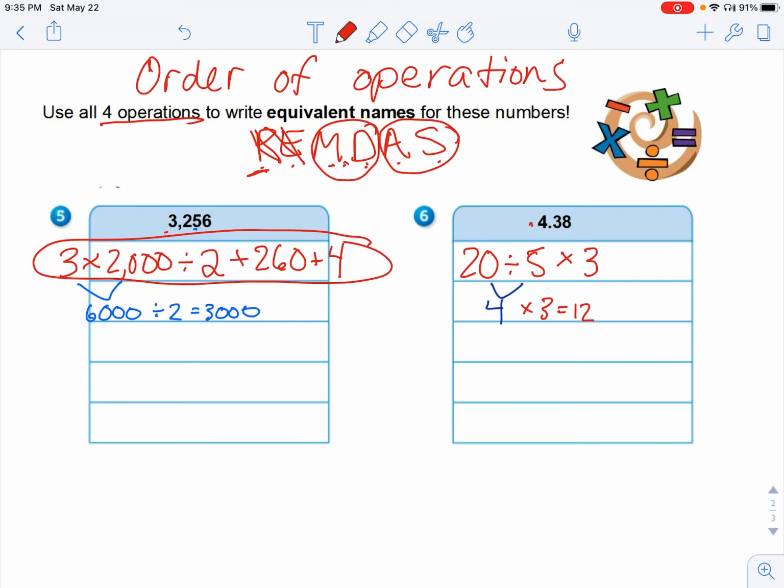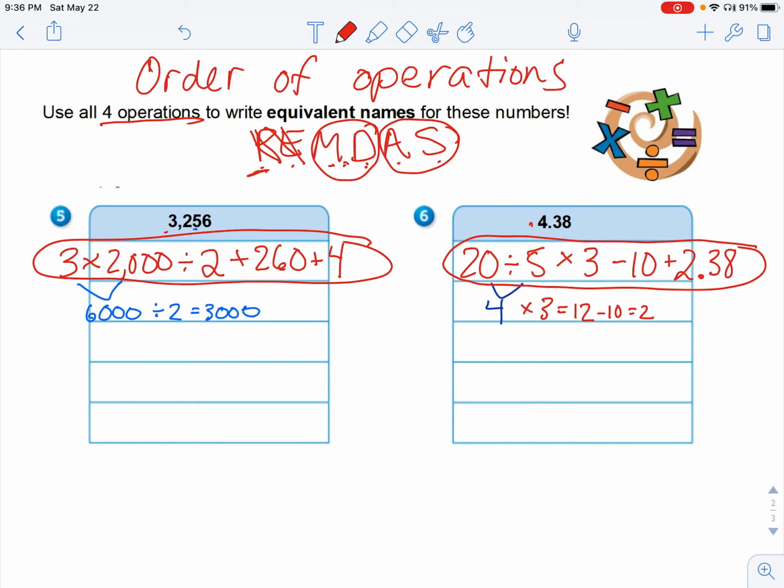Okay, so now I'm at 12 and I need to get to 4 and 38 hundredths. So what if I subtracted 10? We'll subtract 10, and now I'm down to just 2. Okay, so I just have addition left to use, and I know all that's left over is 2 and 38 hundredths. Check out this cool name for 4 and 38 hundredths.